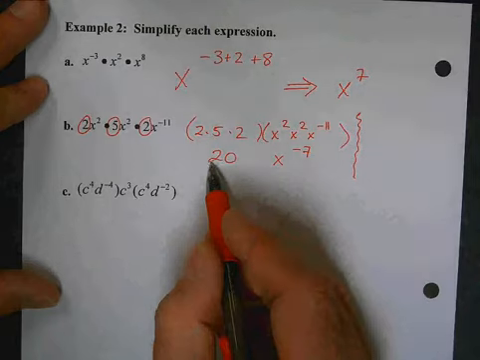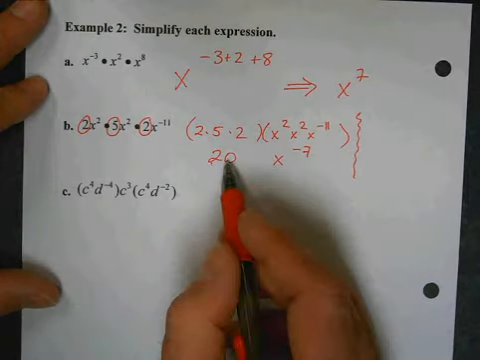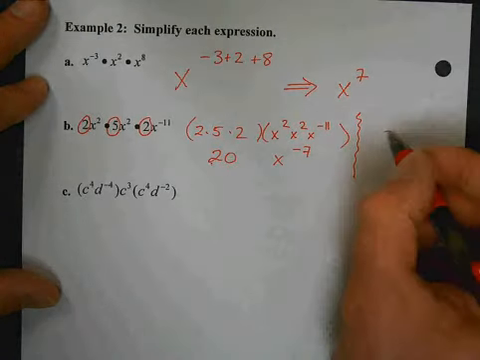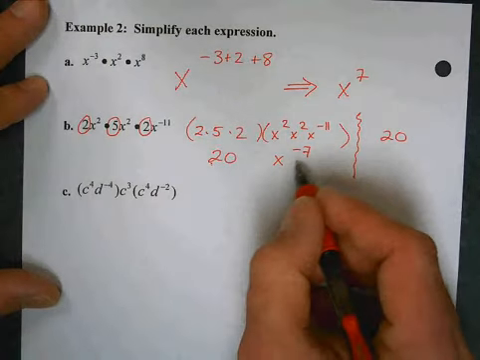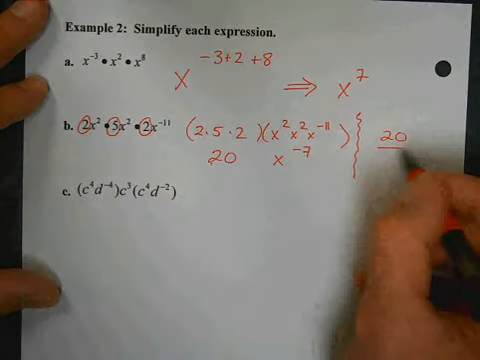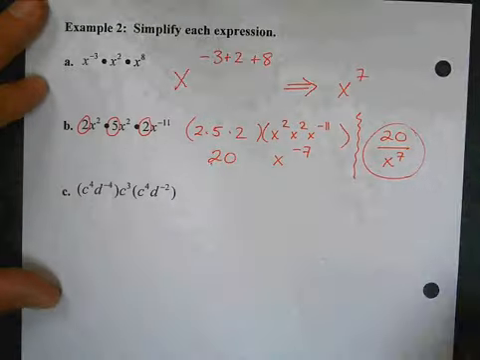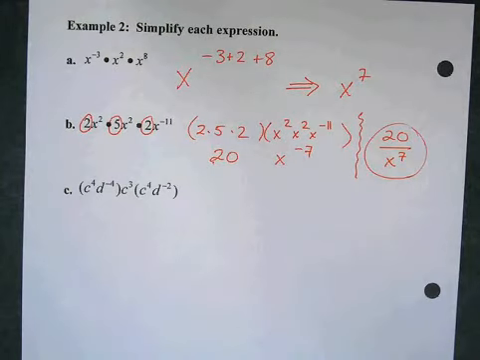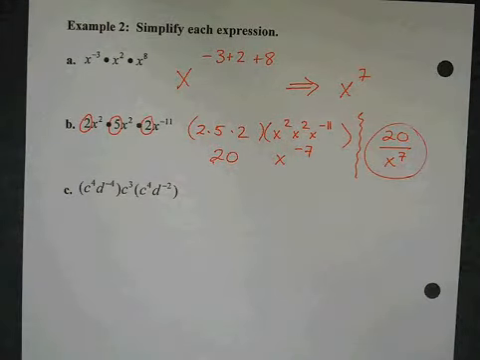Let's think about this. Where does the 20 go? On top. Where does the x to the negative 7 go? To the bottom. Why doesn't the 20 go to the bottom? Yeah, the exponent isn't negative. So the tendency there that I want you to watch out for, Hannah, is sometimes people will put both on the bottom. Don't. Just put the exponent part to the bottom.